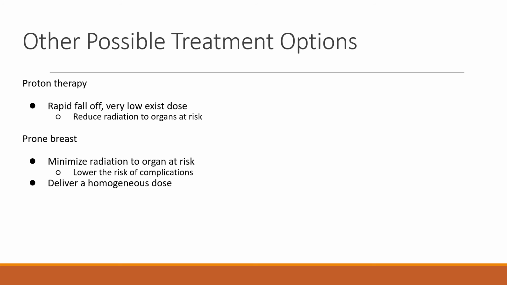The other treatment option is prone breast. It can minimize the radiation to organ at risk and thus lower the risk of complication. It can also deliver a homogeneous dose at the target volume. However, it is not suitable for most Hong Kong patients as it requires a large breast. So, tangential field may be the best treatment option now for a breast cancer patient.